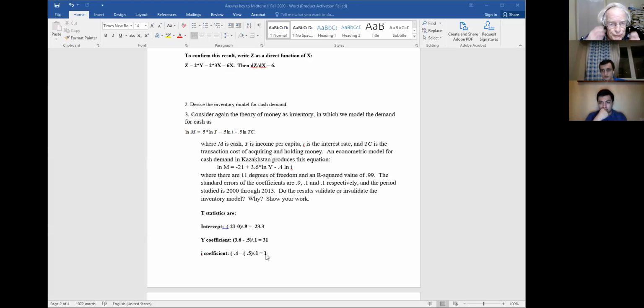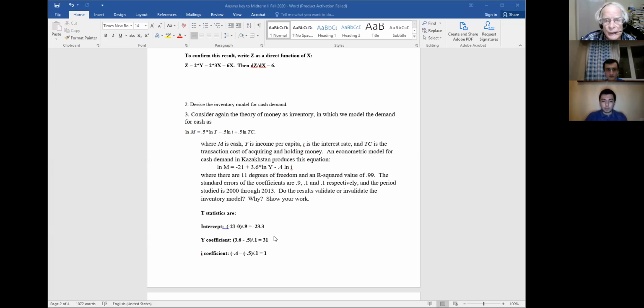Accepted. Or not rejected, that's good. Why? Because it's less than 2. Imagine this. It is pretty close to the predicted value. Minus 0.4 is just in the neighborhood of minus 0.5. So this time you get a result that is consistent with the inventory model.